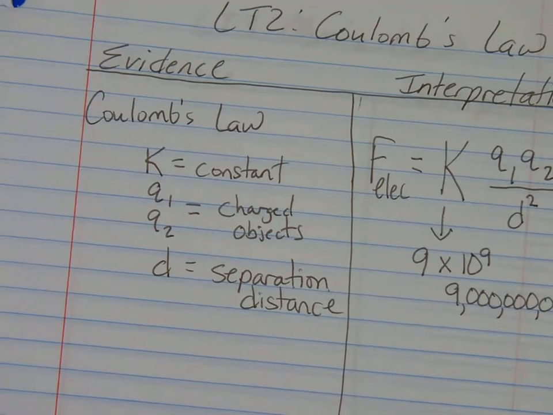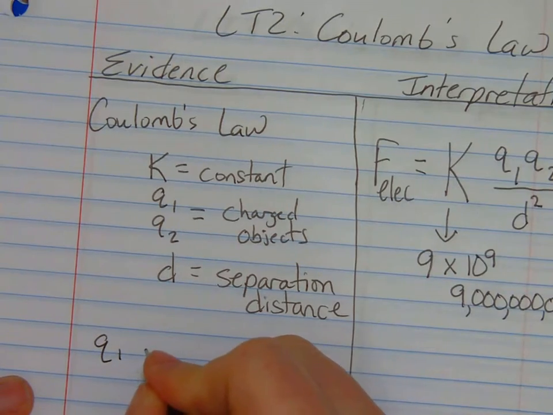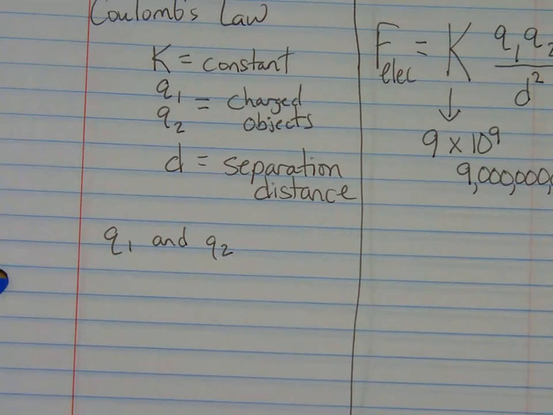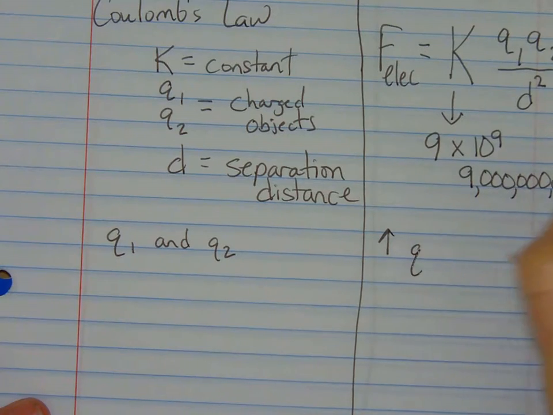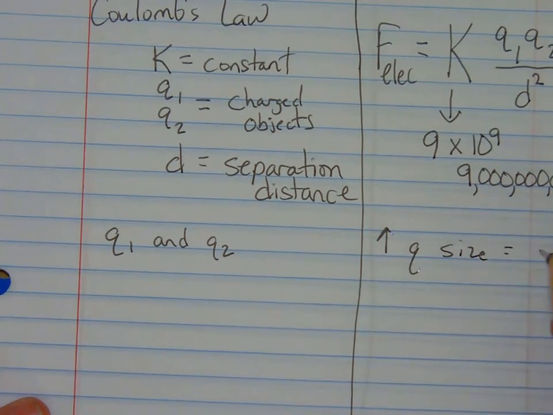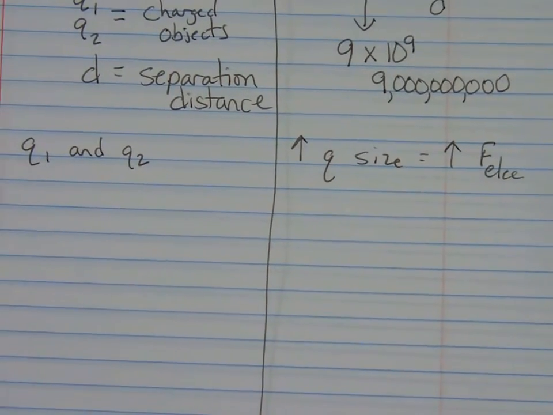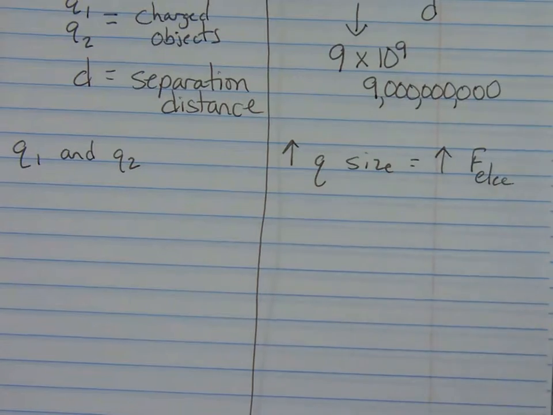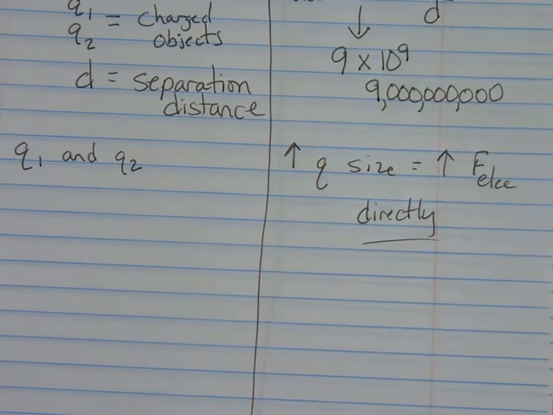Now if we stop and think about some relationships here real quick, think about the charged objects first. Q1 and Q2, charged object 1, charged object 2. We know if we have an increase in size, we would have an increase in electrical force. That should make some sense. If either one of these is more positive or more negative, you're going to get either a bigger attraction or a bigger repulsion. So when two things respond in the same way, we know that those are directly proportional.